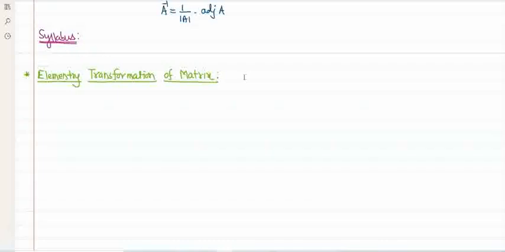Row transformation and column transformation. Prathamesh says that the elementary transformations are further classified as row transformation and column transformation, correct? So first recall what the row transformations are. In the same way, we can extend the concept to column transformation.